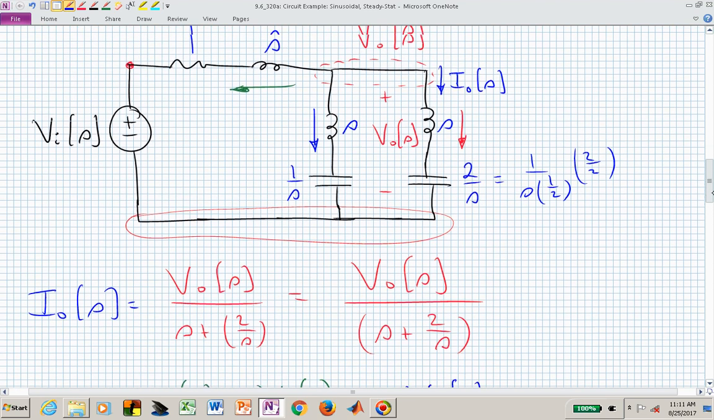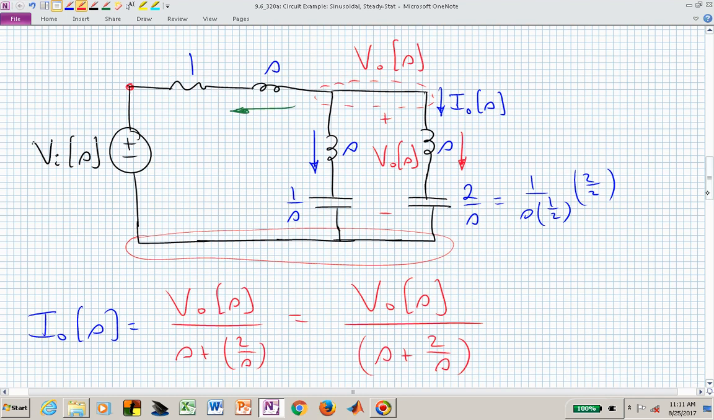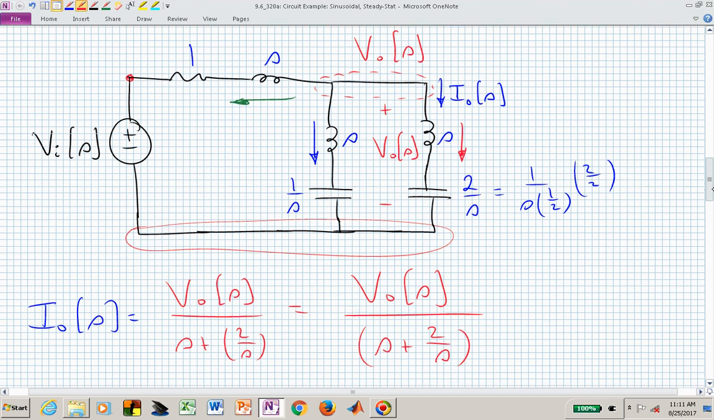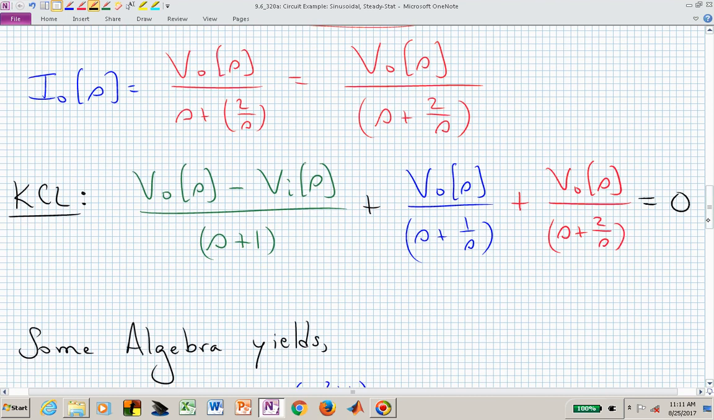And finally, color coding this, my rightmost current out of that node, I'm writing KCL at that node, and the sum of the currents out have to sum to 0. The rightmost current is just I sub 0 of S, but I want to write it in terms of V sub 0 because that's the only unknown I want to have in this expression. And now I have my one equation in one unknown, and I can solve that for V sub 0 of S in terms of the known expression V sub I of S.